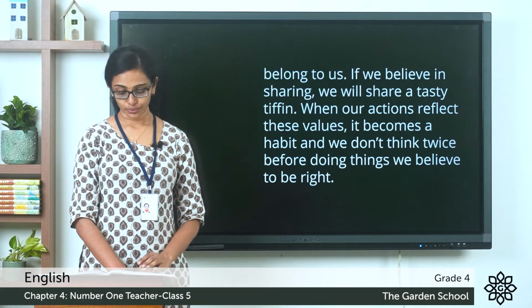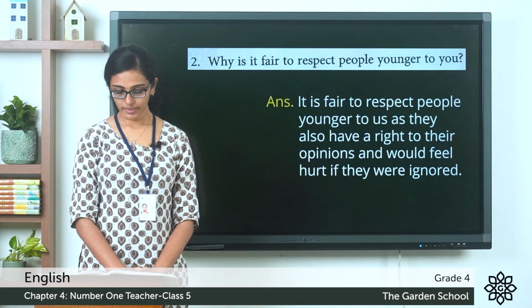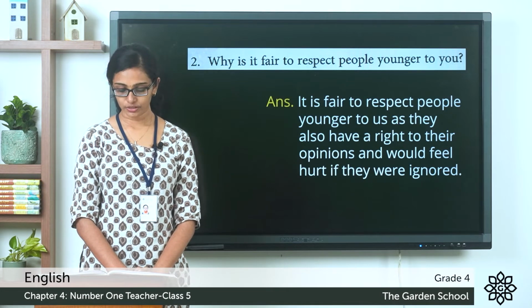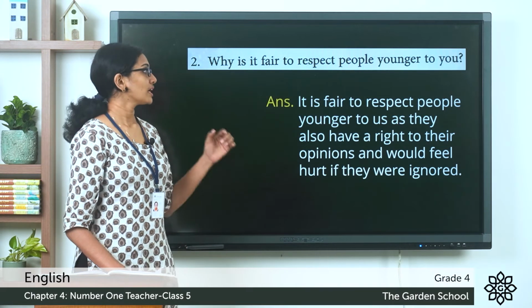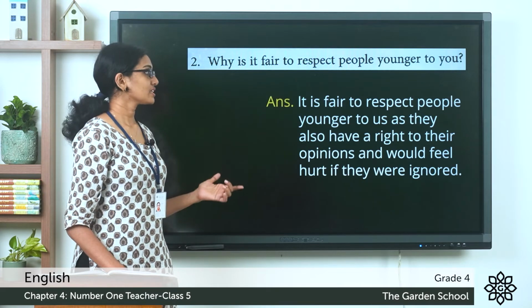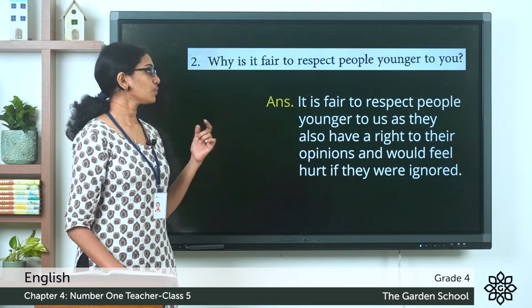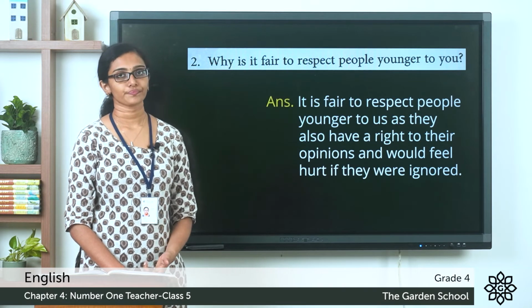Now, question number 2. Why is it fair to respect people younger to you? Why do you think it's fair to respect people younger to you? It's fair to respect people younger to us as they also have a right to their opinions and would feel hurt if they were ignored.